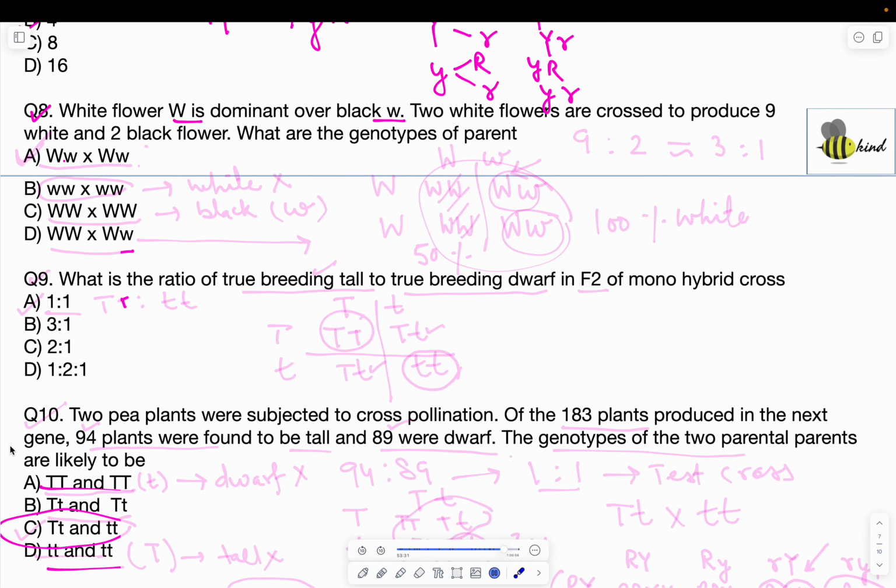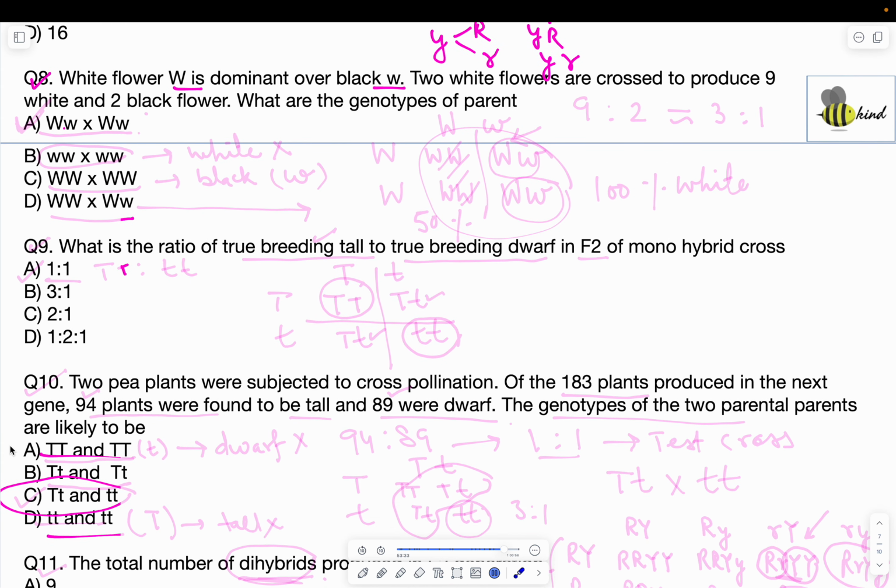Two white flowers are crossed to produce 9 white and 2 black flowers. What are the genotypes of the parents? The ratio is 9:2, which is very near to 3:1. So the answer seems to be a cross like this, right? But we'll rule out each and every option.